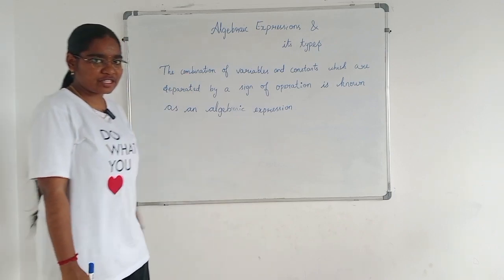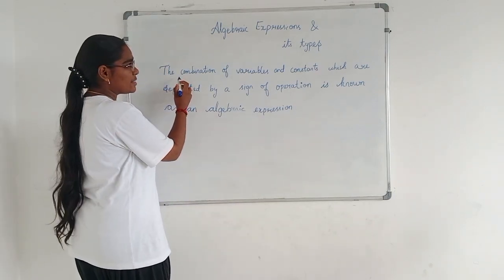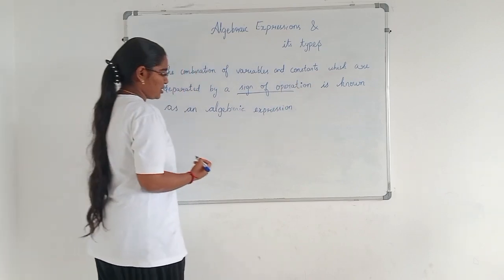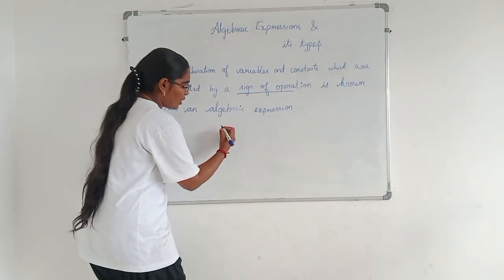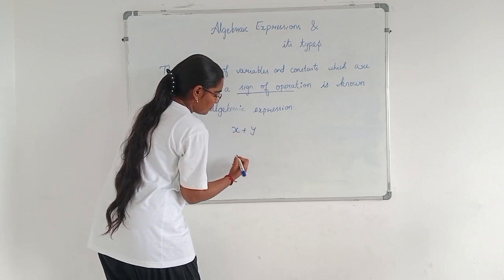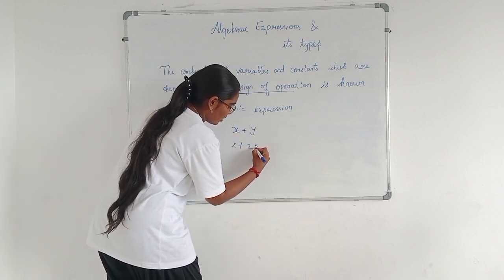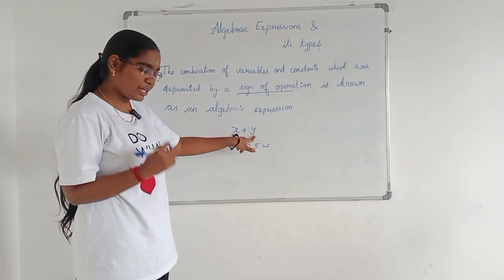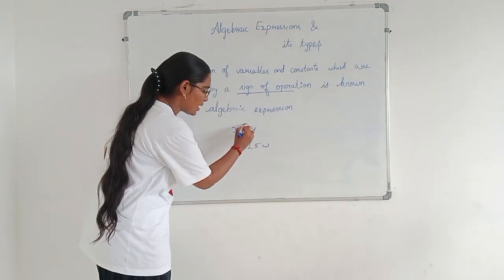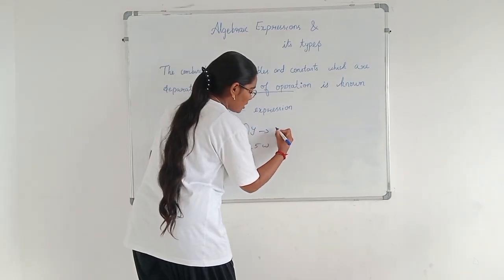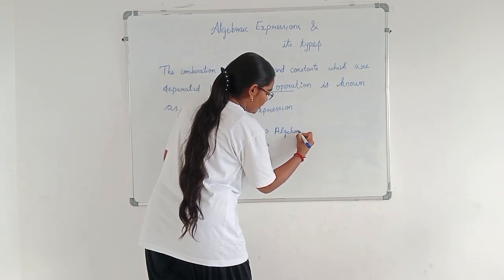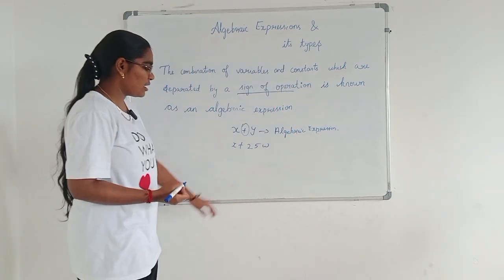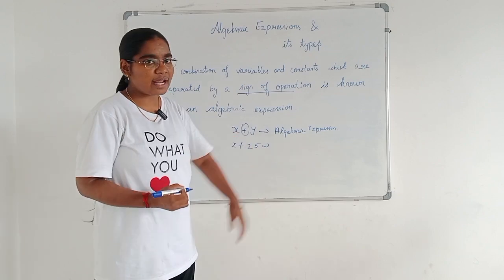Okay, this is the definition of algebraic expression. An algebraic expression is a combination of variables and constants which are separated by a sign of operation. For example, x plus y, x plus 25w. These are not individual terms, these are individual variables separated by a sign of operation. So this is an algebraic expression. In a similar way, x plus 25w is also an algebraic expression.